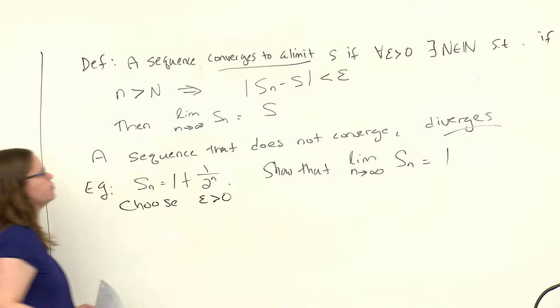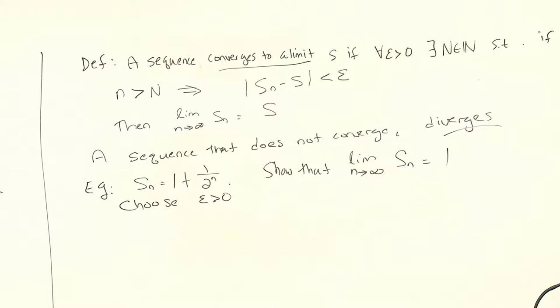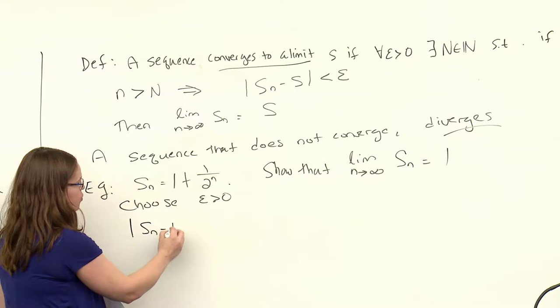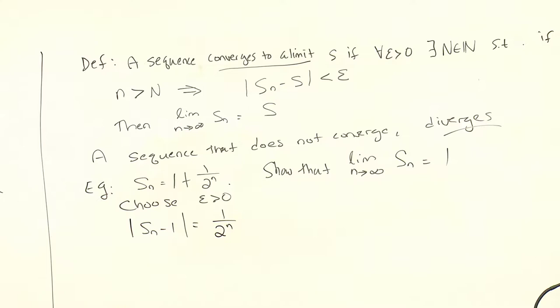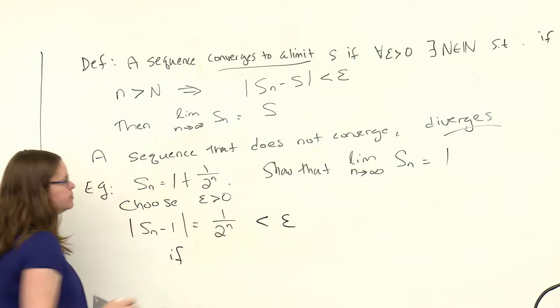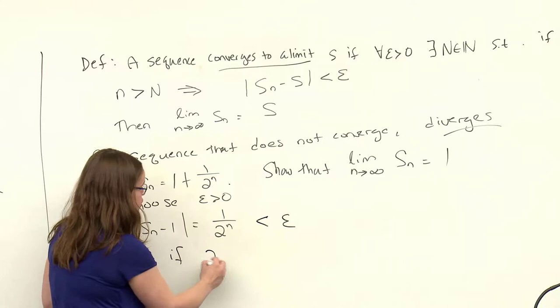Okay, we know that we need to look at Sn minus 1 and try to make it small, make it less than our tolerance. So we look at Sn minus 1 and we say that's nothing but 1 over 2 to the n. And we want to try to make that less than epsilon. So we say, can we make this less than epsilon? It's going to be less than epsilon if 2 to the n is bigger than 1 over epsilon.